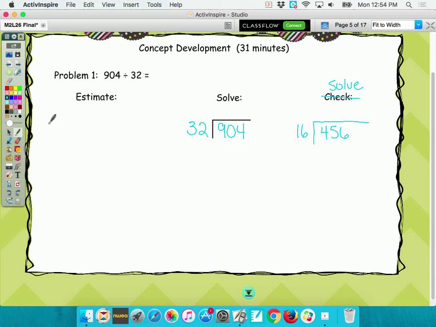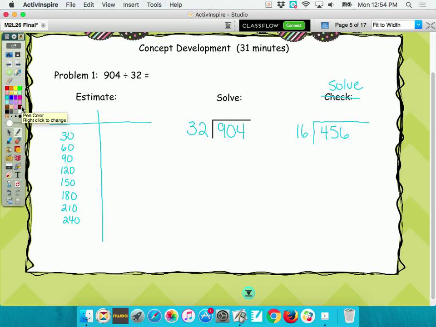And over here on estimate, I'm just going to make a T-chart. That way I can keep track of my skip counting and stuff. Okay? So what would you round 32 to? 30. T-chart. You need to go to 240, because you're going to need it.